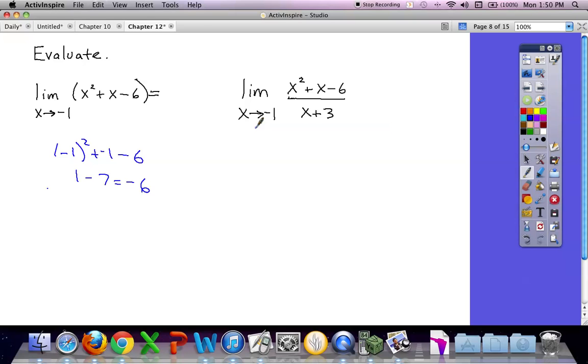So let's see what we got. If we plug -1 into the numerator, we actually already did that in the last problem. That is -6. And if I plug -1 into the denominator, -1 plus 3, that's 2, so -6 over 2, which is -3. So this is -3.